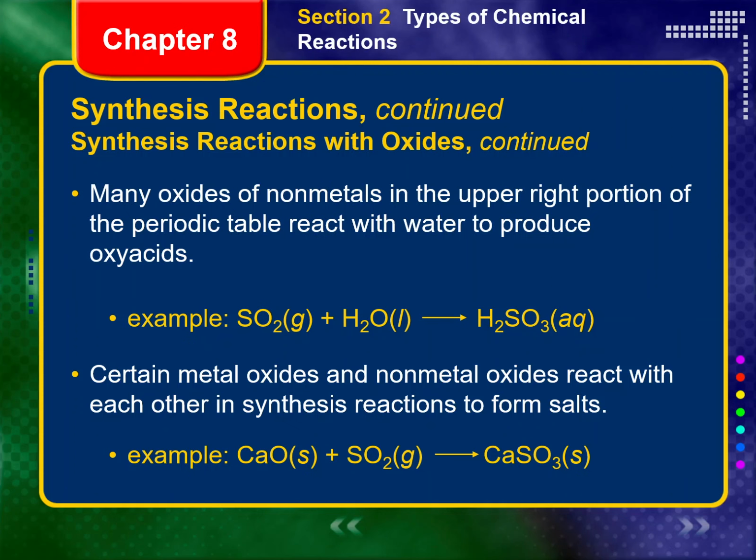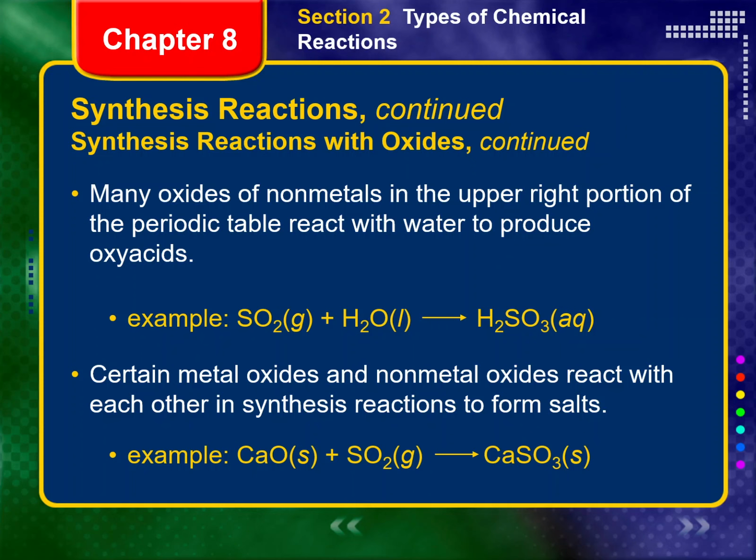Many oxides of nonmetals in the upper right-hand portion of the periodic table react with water to produce oxyacids. For example, sulfur dioxide, which is represented as SO2, reacts with water to produce sulfurous acid, according to the equation represented on your screen here. In air polluted with SO2, sulfurous acid further reacts with oxygen to form sulfuric acid, one of the main ingredients in acid rain.